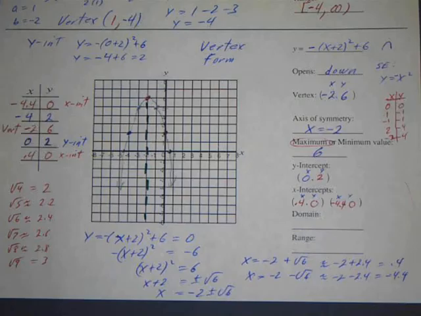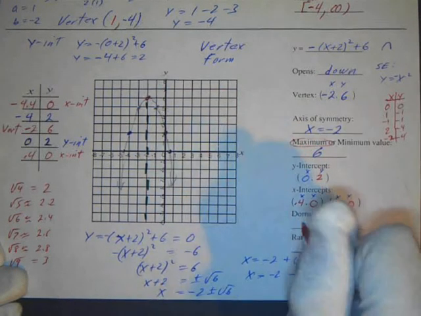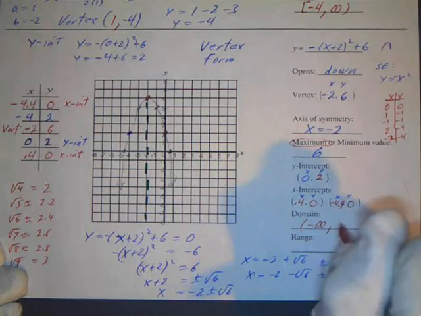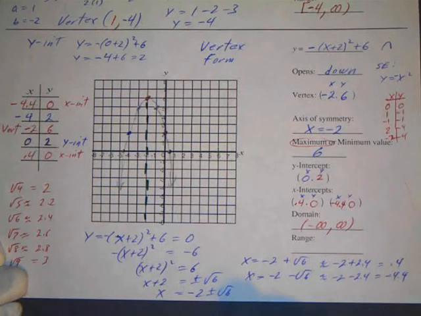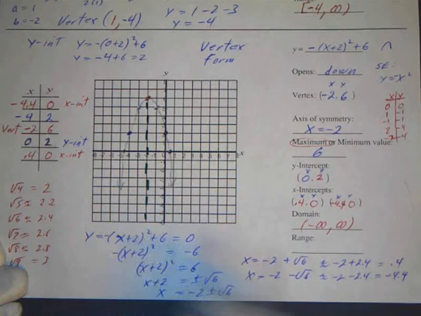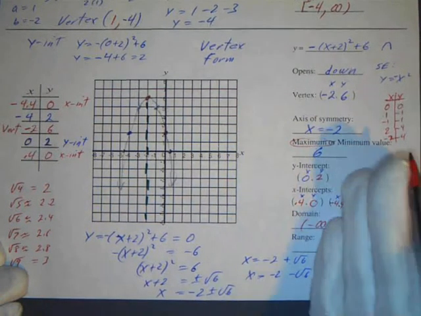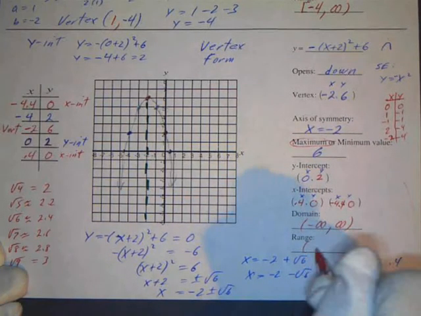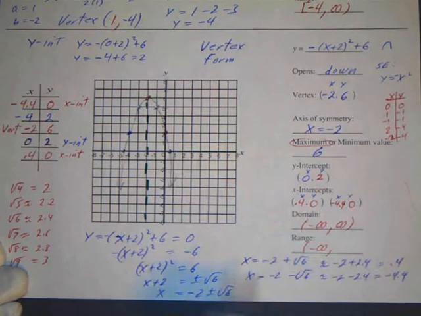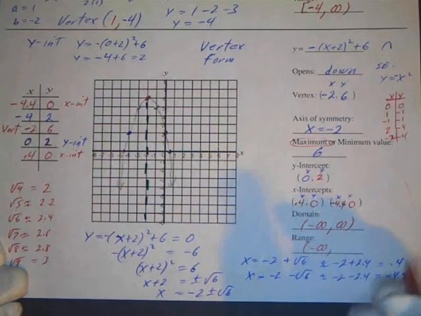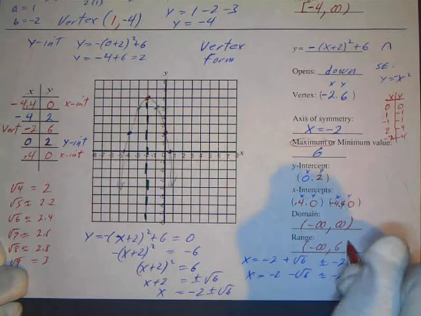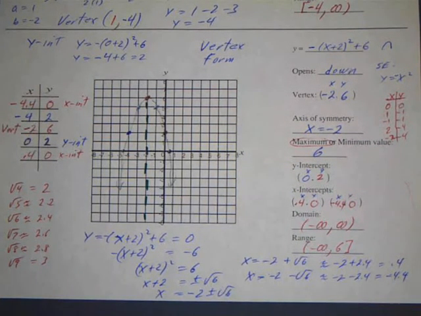So there's another one. Oh, we haven't done domain and range. Excuse me. Remember, the domain is negative infinity to positive infinity always. Now the range, notice I'm going down here to negative infinity, because it's going down towards negative infinity. And it's going up to my maximum value, which is 6. And that's a bracket. So there's your domain and range.